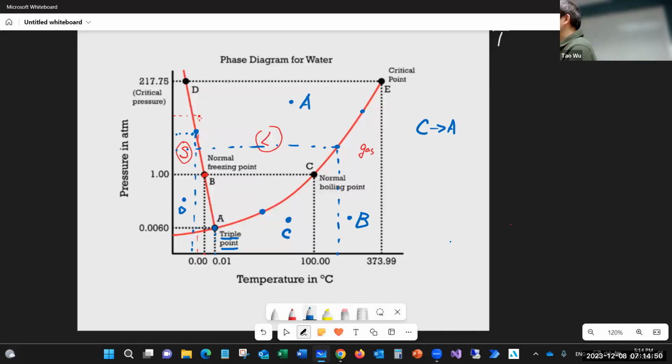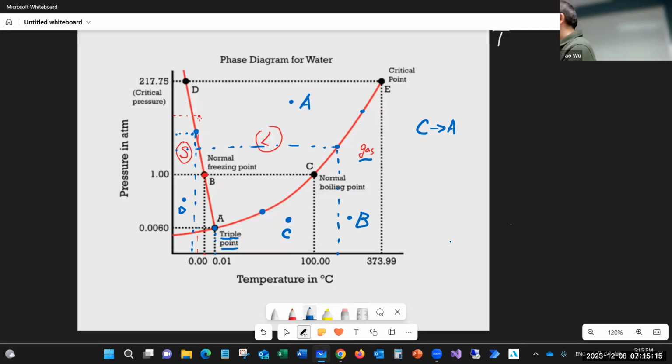What is the name of that phase change? Look here. I didn't change the temperature. So if I'm just changing the pressure, if we increase the pressure, what is it? This is condensation, right? From gas to liquid. From gas to liquid is condensation.